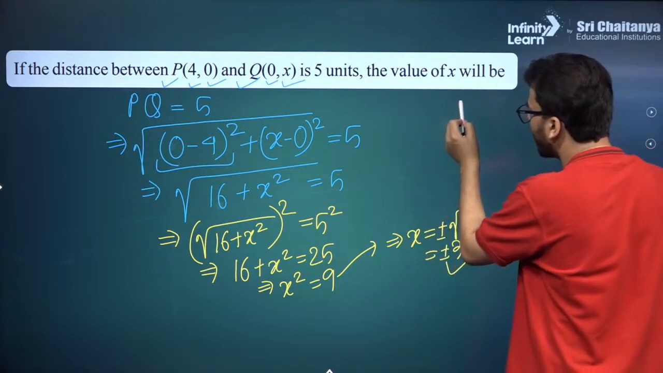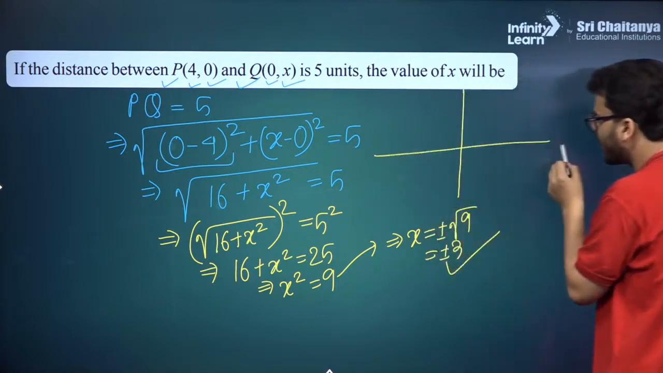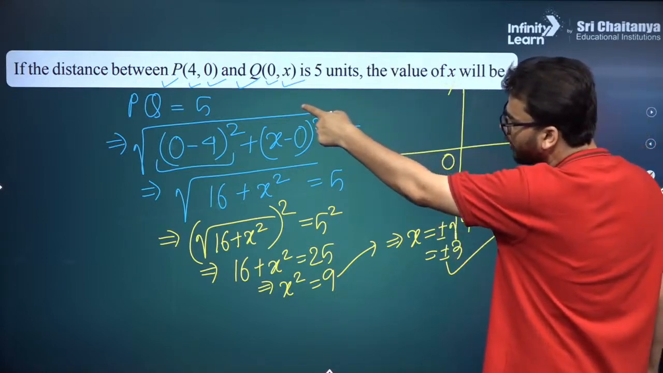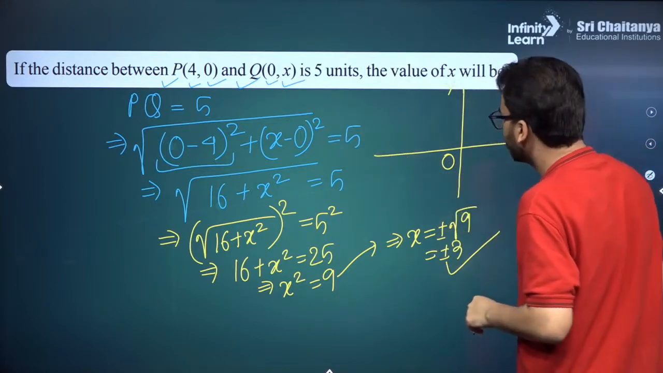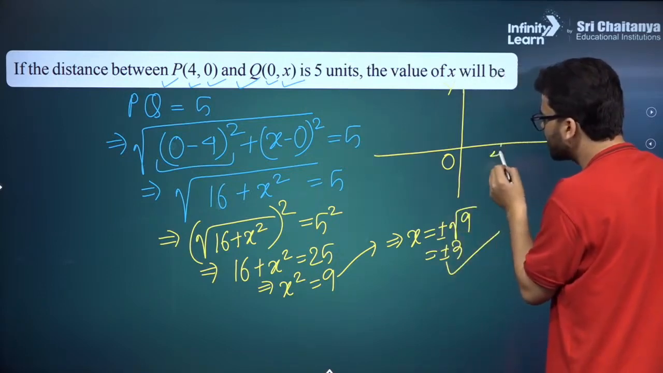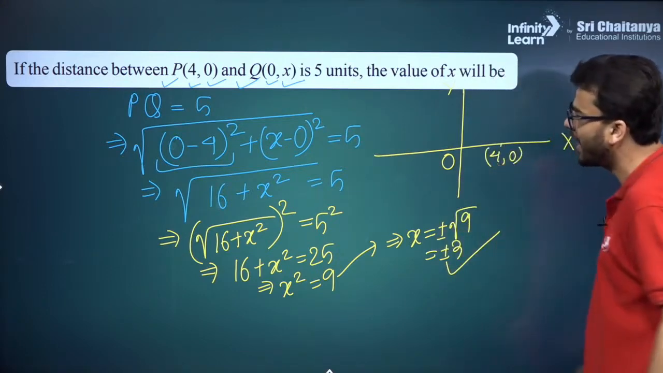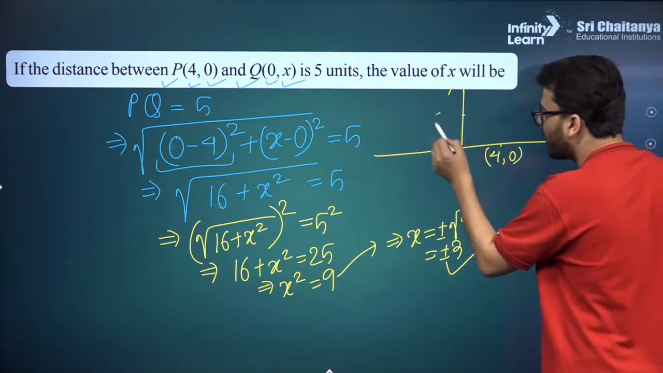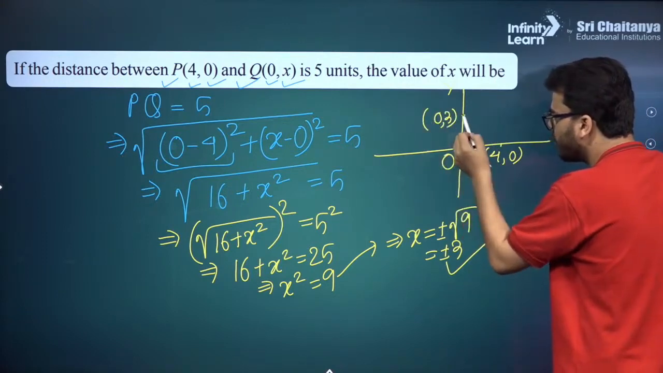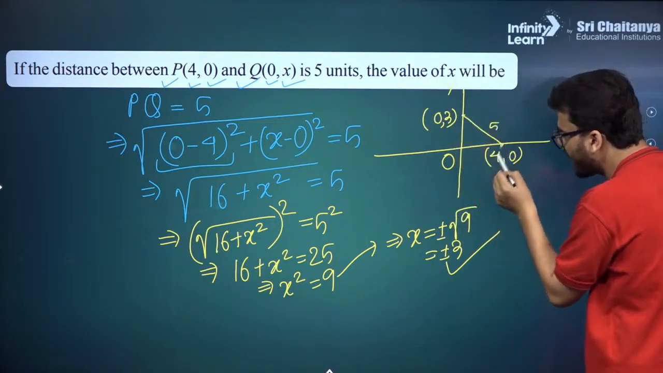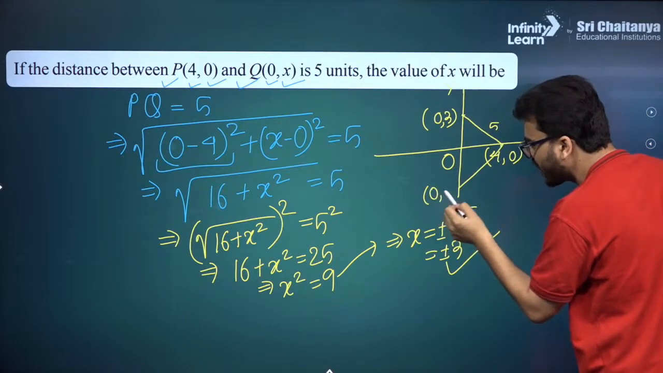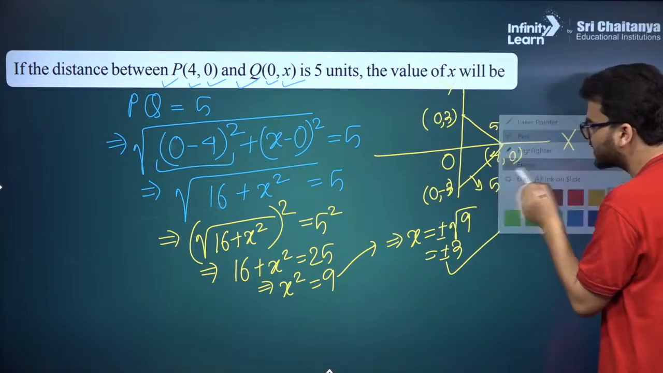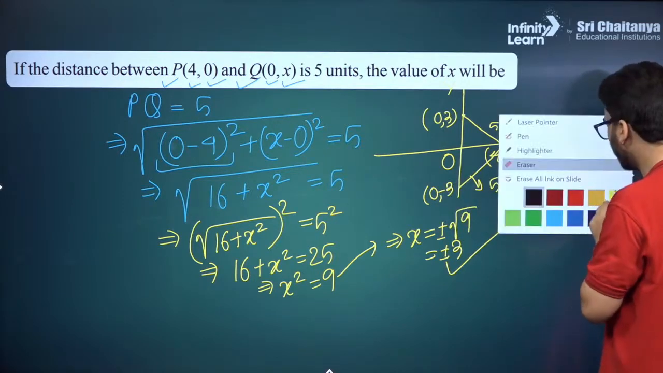You see, if you make the figure over here, see the coordinate axis, x axis, y axis and the origin. See, the point is 4, 0, sorry, it is 4, 0. So 4, 0 is somewhere over here, and I am getting x is equal to plus minus 3. So obviously you see that 0, 3 will be at 5 units distance. In the same manner, 0, minus 3 will also be at 5 units distance. Now tell me, 0, minus 3 will also be at 5 units distance from 4, 0. You got this logic or not?